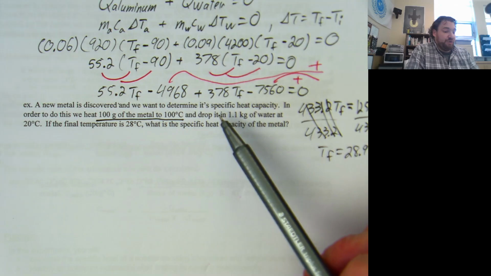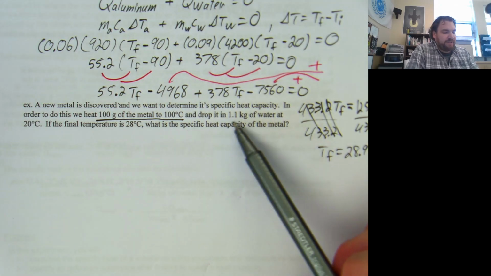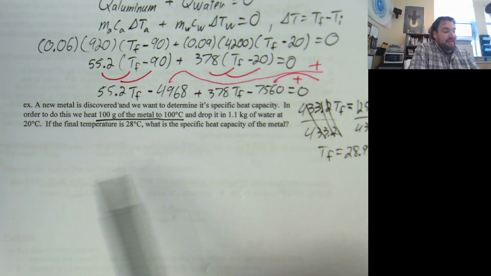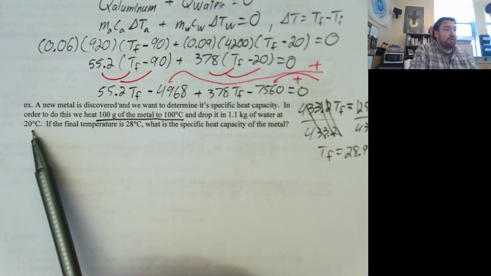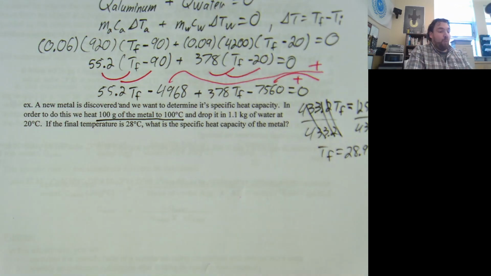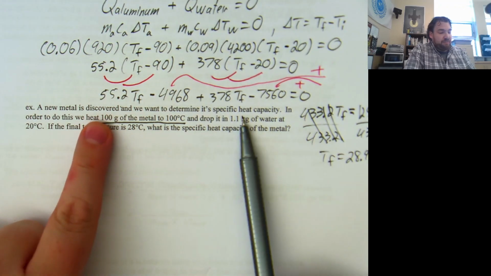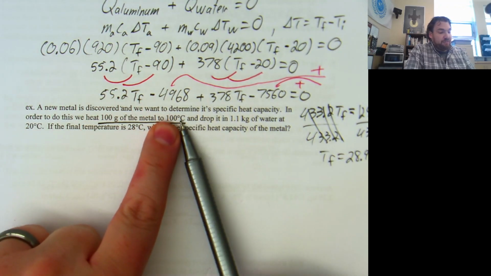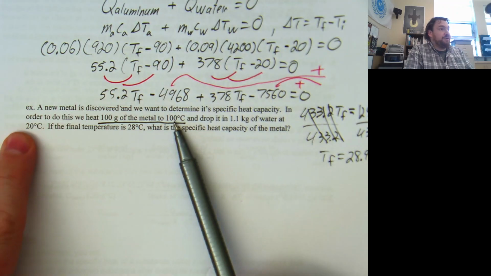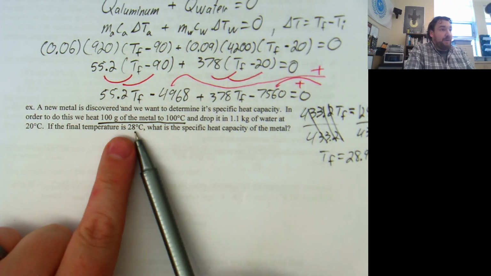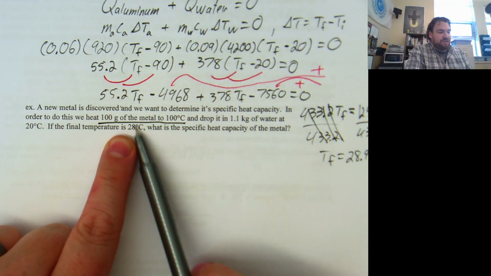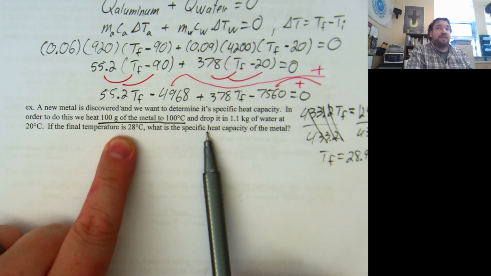And then we're going to take it out really quickly, and drop it into 1.1 kilograms of water that we know is at room temperature, and see where the temperature rests. We know the mass of both objects. We know the initial temperature of the metal and of the water. We measure the final temperature of the mixture, which rests at 28 degrees Celsius. We can find the specific heat capacity of the metal.